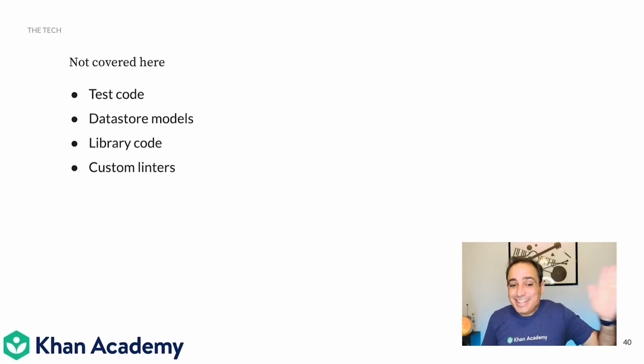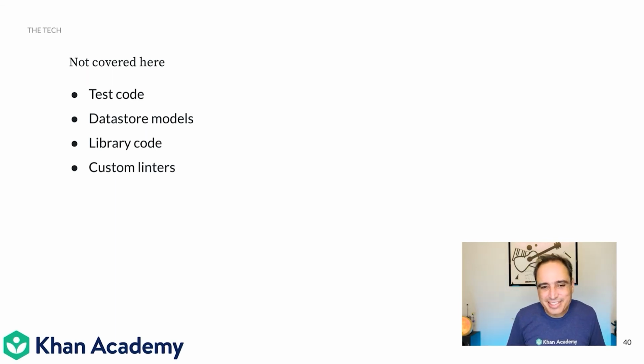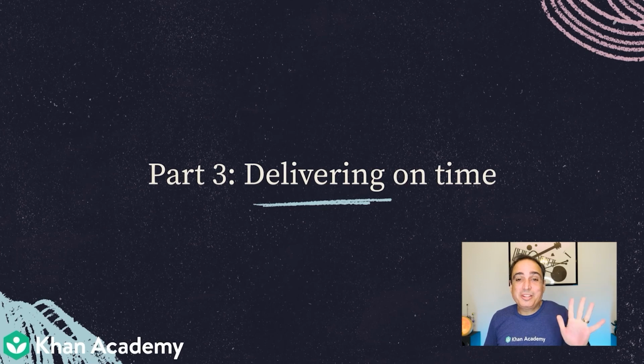I didn't have time to get into our test code, our data store models, library code, custom linters. We had a lot of really cool stuff that we've used to get us through this project and to put us in a good place with our Go infrastructure. But so far the experience of writing Go has been great. We love the tooling that we're using and the awesome production performance. It's been really great. So I want to talk a little bit about delivering this project on time.